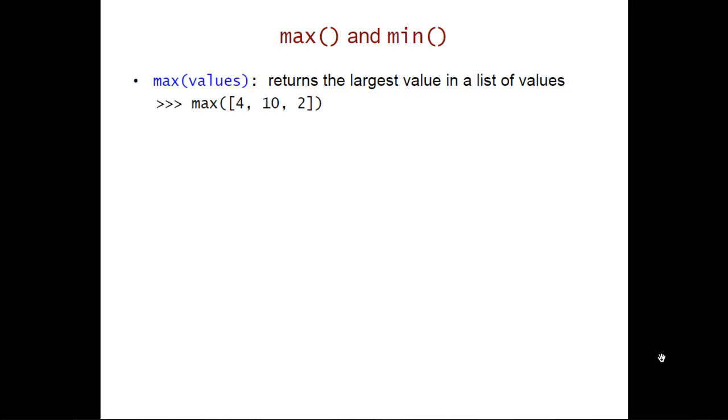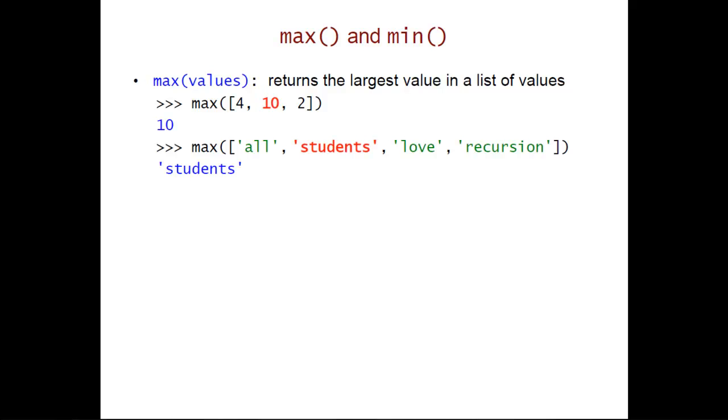So for example, if I call max on the list containing the integers 4, 10, and 2, I'm going to get back 10 because it's the largest value in that list. You can also do this with other kinds of values. So if I pass in a list of strings, I'm going to get the string that comes latest in dictionary order, alphabetical order. So in this case, with this list of strings, I'm going to get the string students because S comes later alphabetically than A, L, and R.